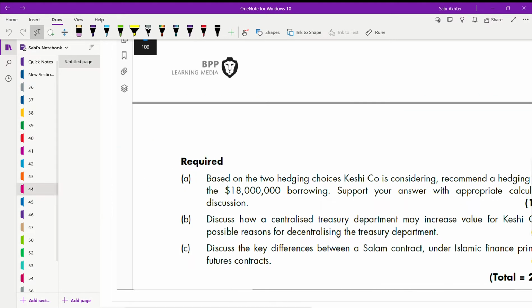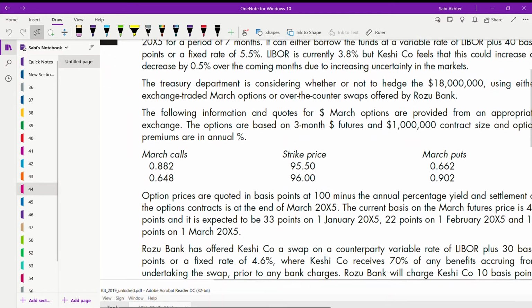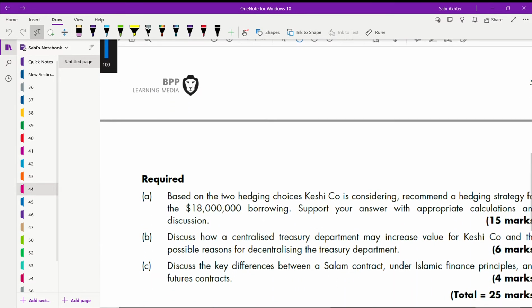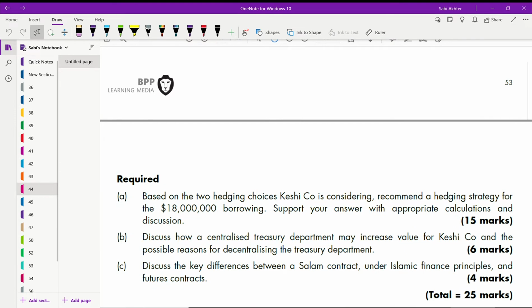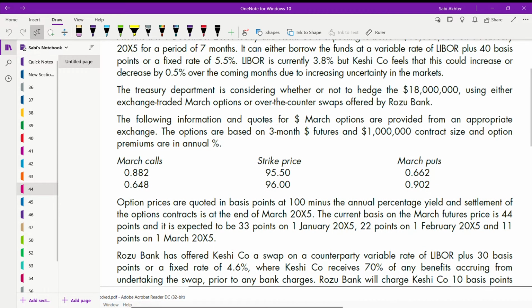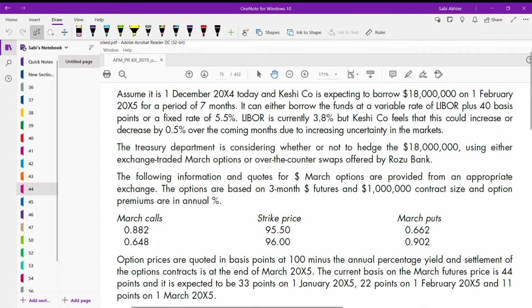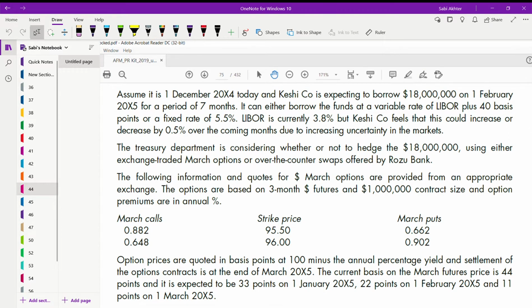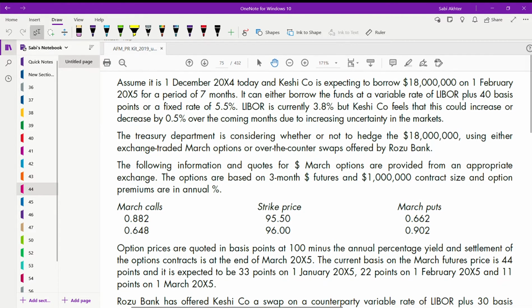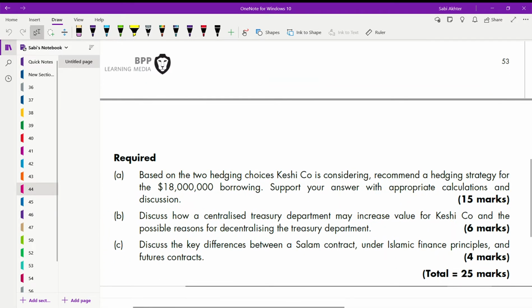Now I'm going to 44. Just check out the question on 44. Right? I'm not going to go through this. Reading the requirements is enough. Based on two hedging methods, you have to say which one is the best. That's part A. Which one is the best means what? In terms of options and, what is it? Swap. And part B and C, these are theory questions.